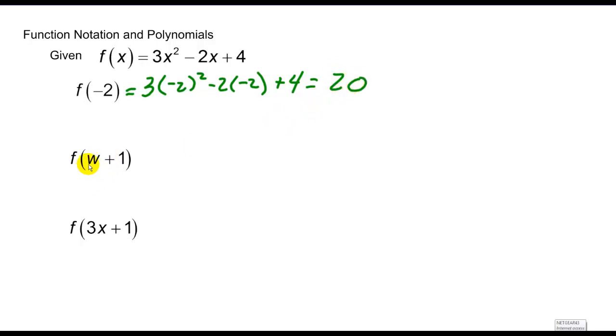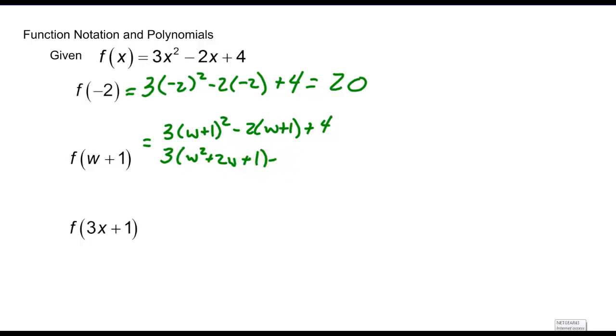Now, this is a case where I have to plug in w plus 1 for every x. So when I do that, I get the following. I get 3 times w plus 1 squared minus 2 times w plus 1 plus 4. In order to clean this up, I'm going to need to FOIL this term out, and we know that that is w plus 1 times w plus 1, so this is 3 times w squared plus 2w plus 1 minus 2w minus 2 plus 4.